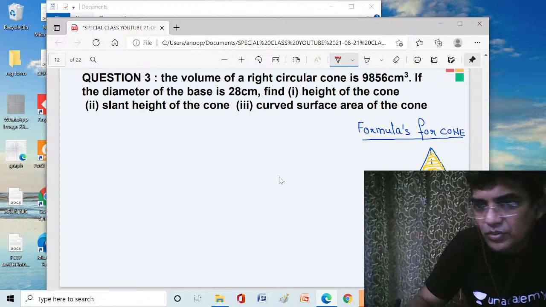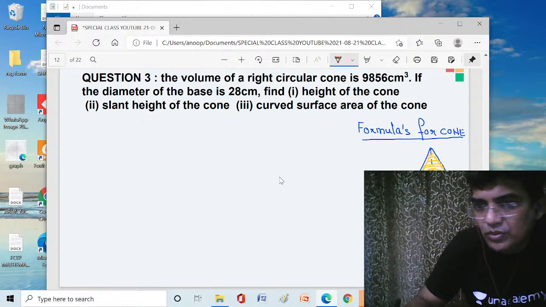So it has altogether three dimensions: height, slant height and the radius. Let's see what will be the relation between these three. This is the relation between these three. Okay, so remember this formula first. Then we have the formula for volume. The volume formula is 1 upon 3 pi r square h.